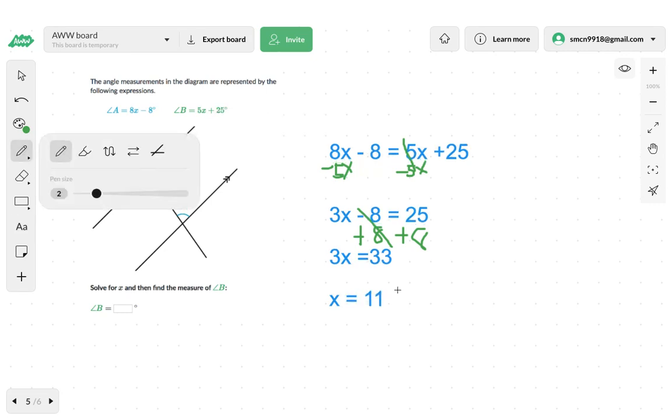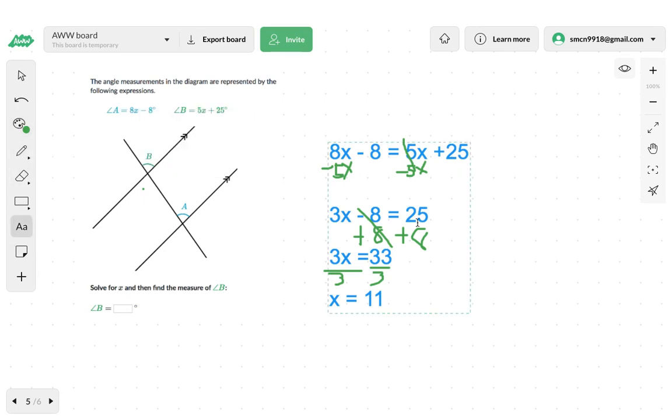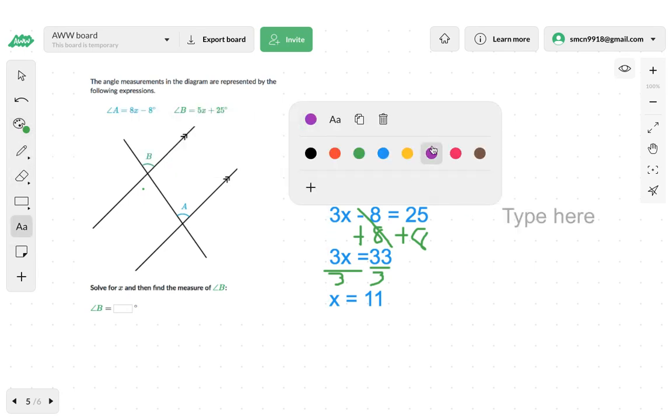So I'm going to show you that step. Divide both sides by 3. All right, so we found out that x equals 11. But that's not our final answer because they're asking for the measure of angle B. So what we're going to have to do is take the x value that we just found, and we're going to have to plug it in.